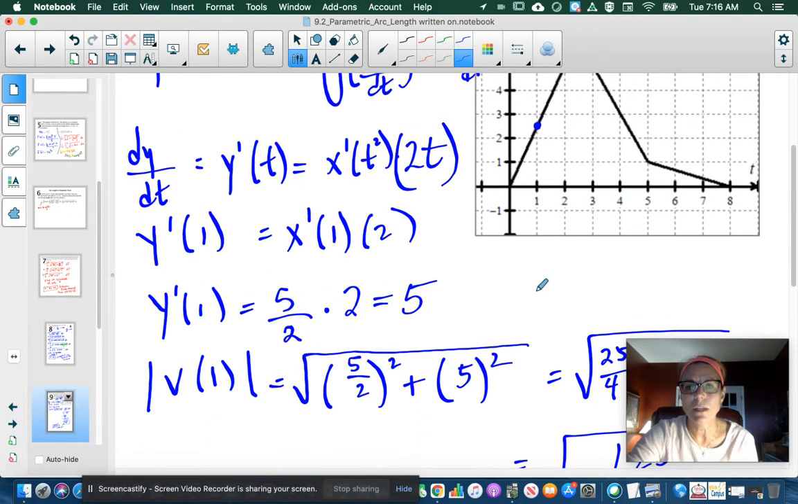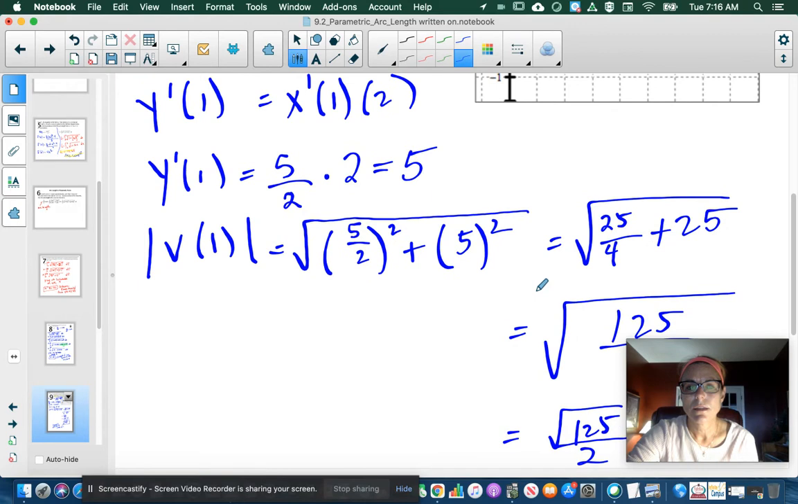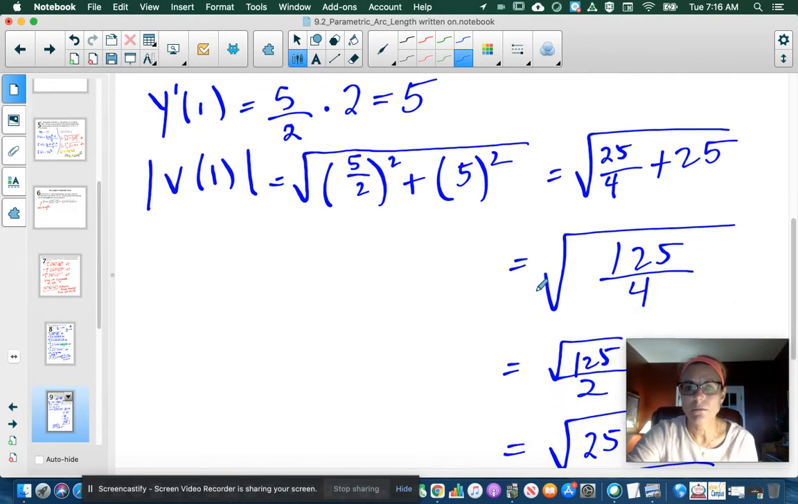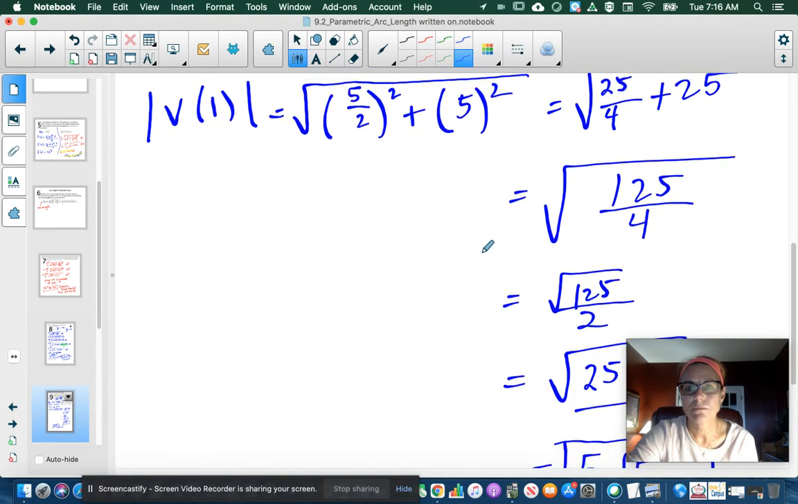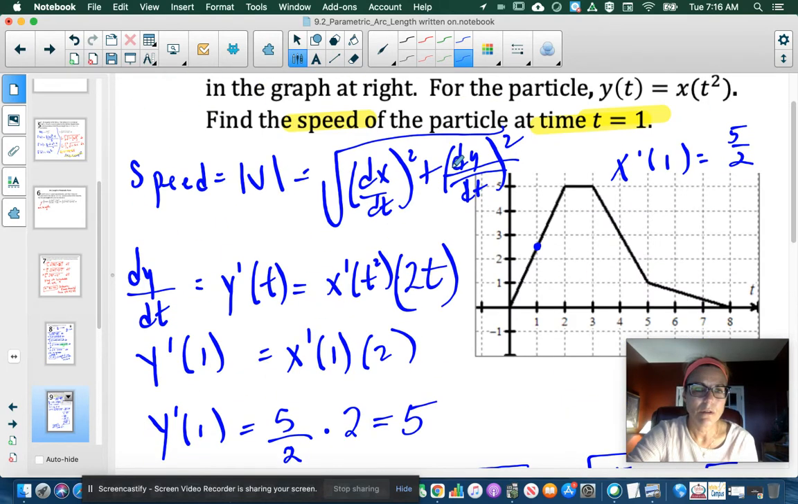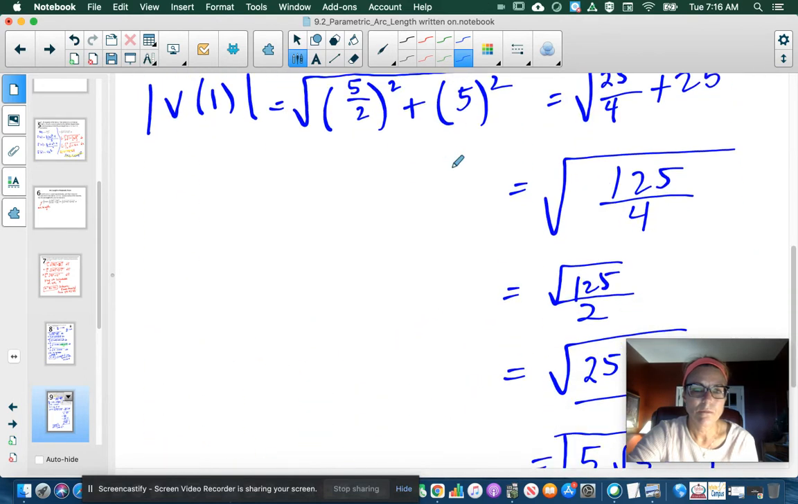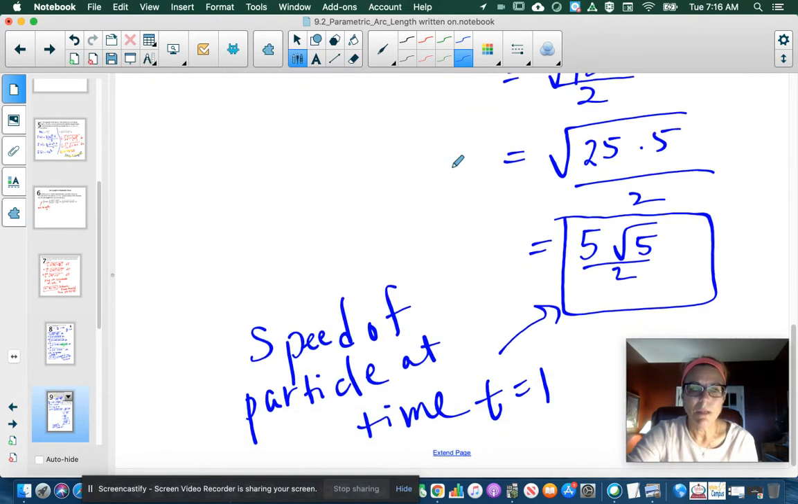And I can now plug it into my velocity formula. And that's exactly what I did here. Went through the math of that. Pause that for a minute here. So this is dx over dt squared, dy over dt squared. And the speed of the particle at time t equals 1 is that.